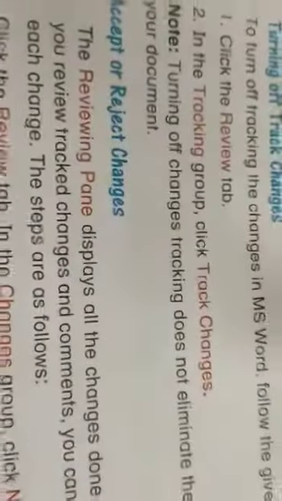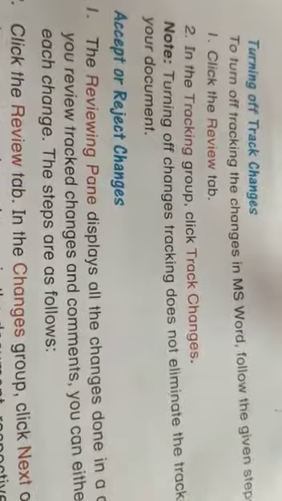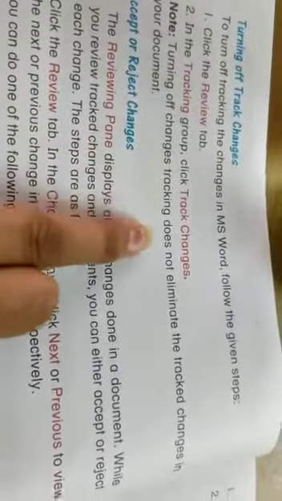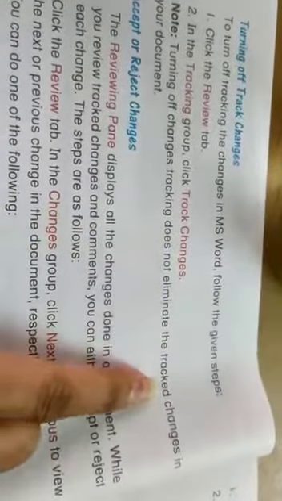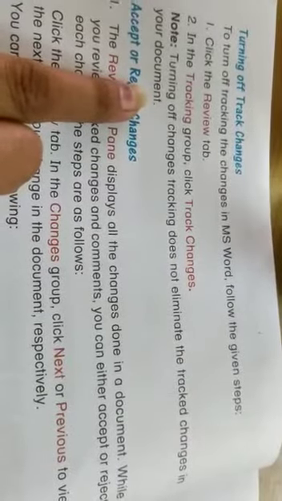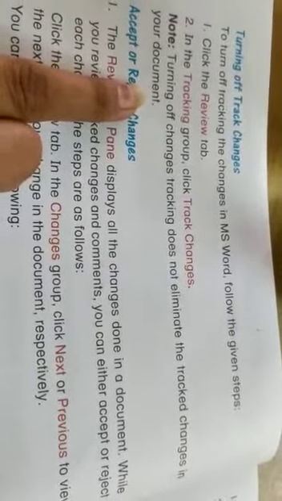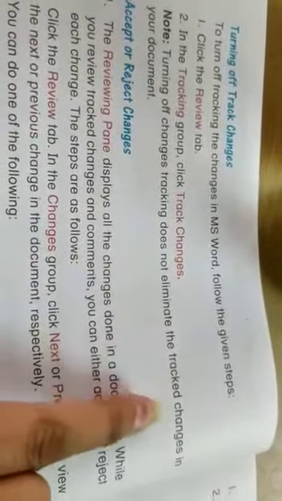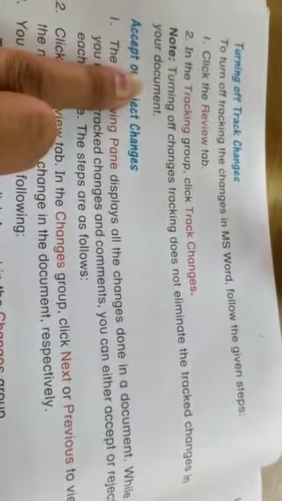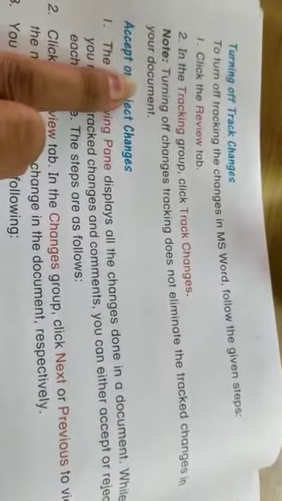Now can you come again to page number 26. Now again see this note. This note is very important. Just underline this: turning off changes tracking does not eliminate the tracked changes in your document. If you turn off that Lock Tracking, then you won't be tracking any changes which you have done, or which some other person has done by mistake in your document.